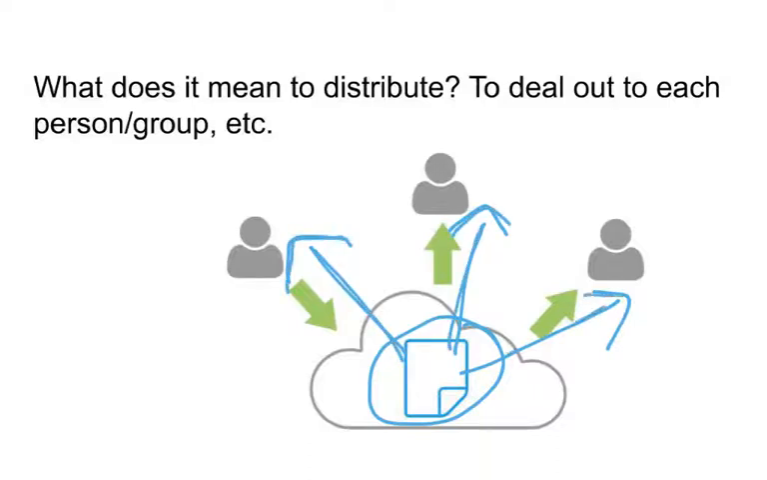A lot of places like Walmart and Target and those big places have what they call distribution centers. They're big warehouses with all their supplies and products in them. The Walmart distribution center will send out their products to all these different Walmarts so they can be on the shelf to sell. So it's about handing out things or dealing out things to each person or group.